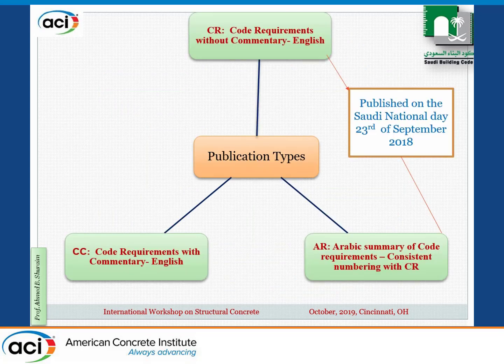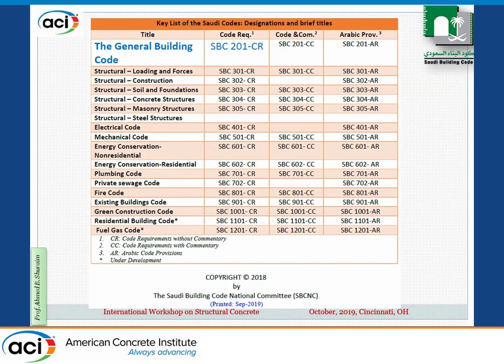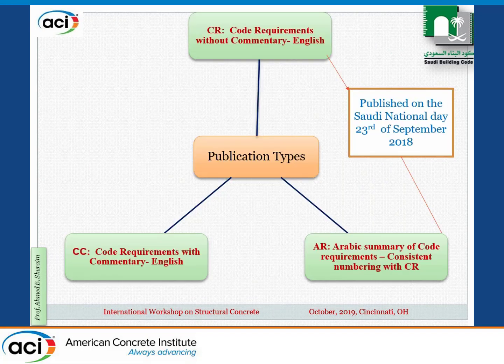Okay, so eventually we published three volumes or three editions for each code. One of them, we call it CR, only code requirements. So we are publishing only the code requirements without commentary. And we have the Arabic version. The Arabic version is not a full translation. It is really a pointer, section by section. So it tells what that section is talking about.